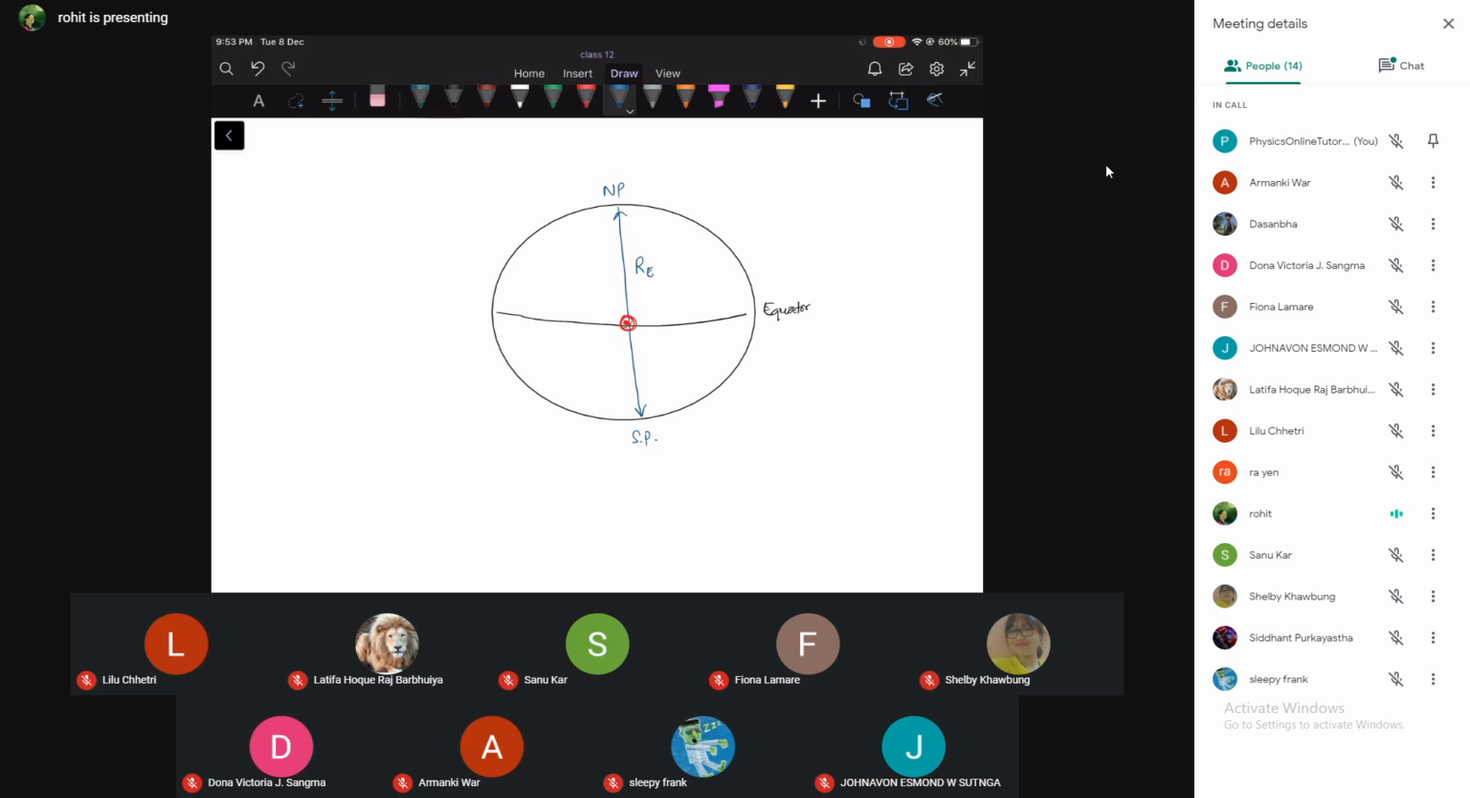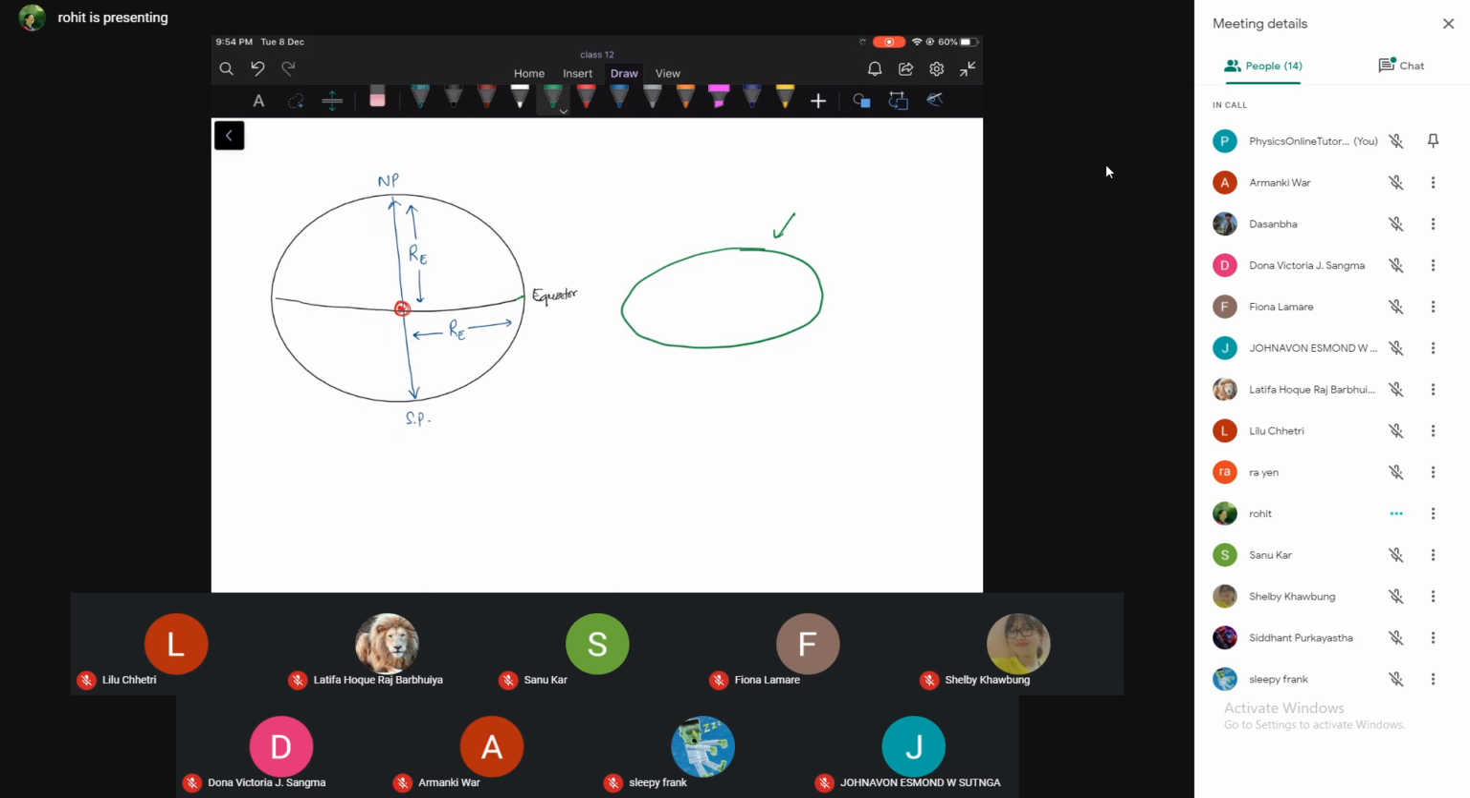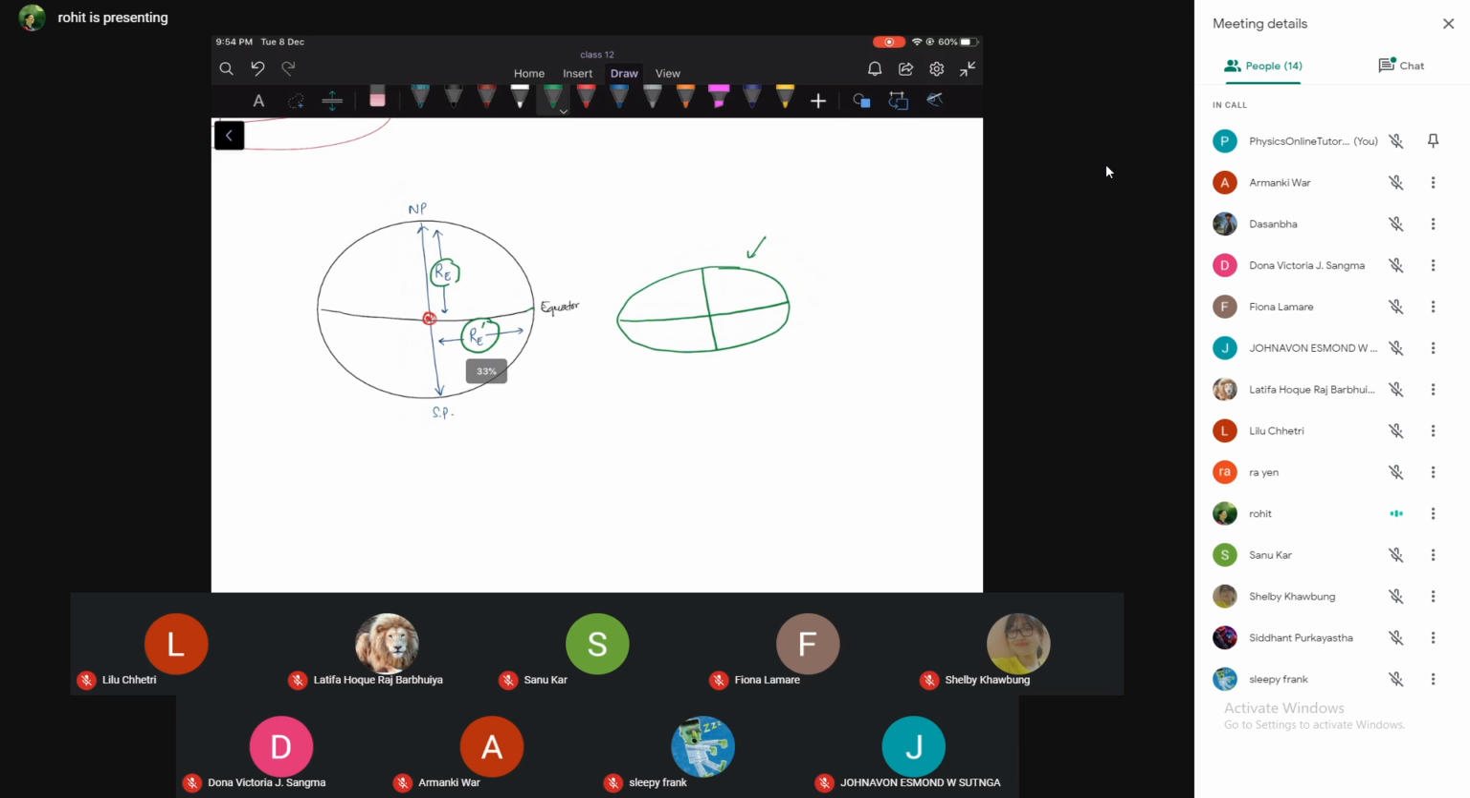Is the radius measured along the poles and the radius measured along the equator for the Earth equal or not equal? That's the first thing. Oval shape, I'm trying my best to draw an oval. This is the equator and this is the poles. Where do you get more radius of the Earth, along the poles or along the equator? Along the equator, yes. The radius along the equator is large, and along the poles the radius is small.